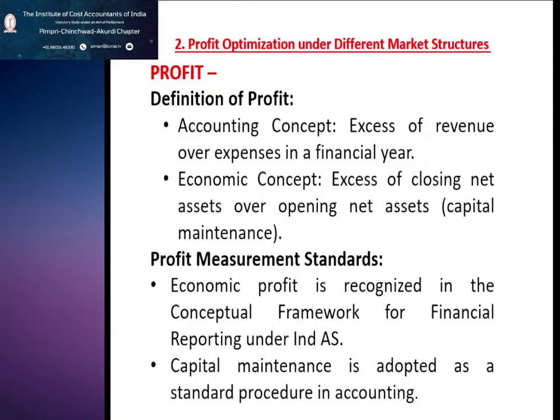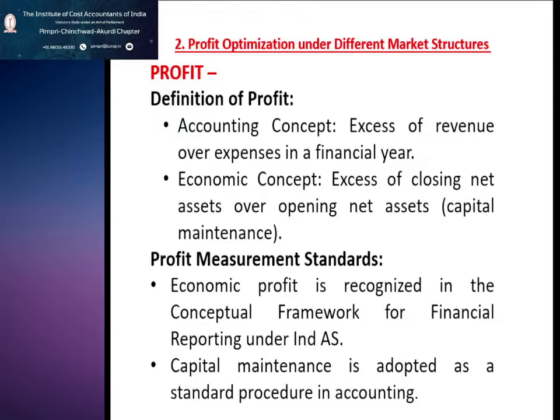So to define profit, because we are talking about profit optimization under different market structures, let's define the profit. Accounting concept wise, profit means excess of revenue over expenses in a particular financial year. And the economic concept of profit is excess of closing net assets over opening net assets, capital maintenance. So overall, how much wealth creation has happened in terms of assets. So if the closing net assets are more than the opening net assets, then economic concept wise you have earned profit. Whereas accounting concept wise, the profit definition is excess of revenue over expenses in a financial year.